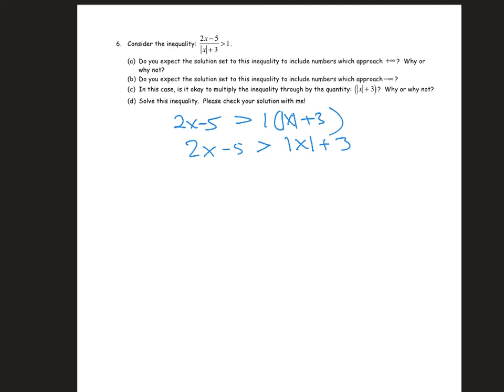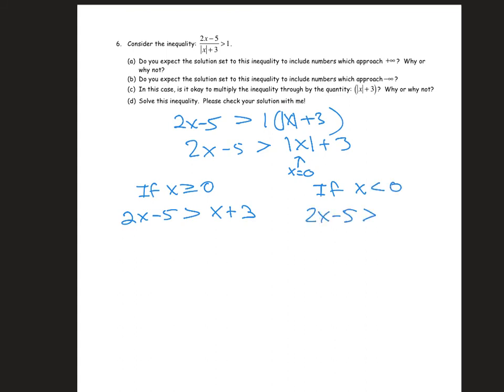So the absolute value changes sign at 0. I've got the case if x is greater than or equal to 0, I'm going to write 2x minus 5 greater than x plus 3. And the other case is if x is less than 0. Then I have 2x minus 5 greater than negative x plus 3. So you can see the work from absolute values now coming into play here.